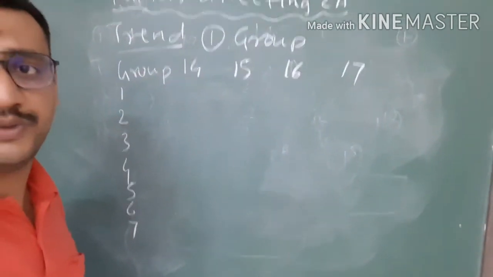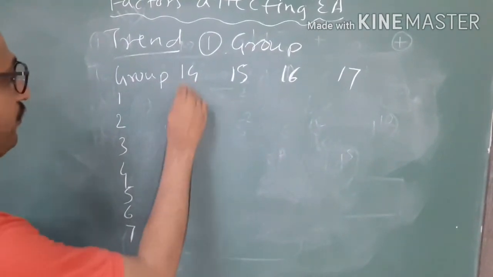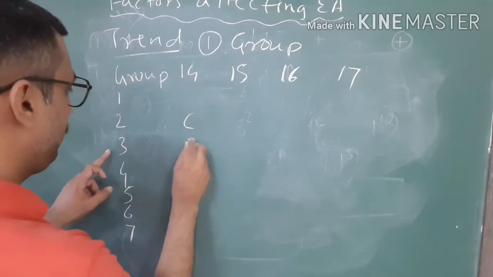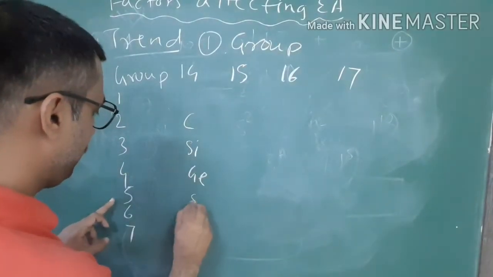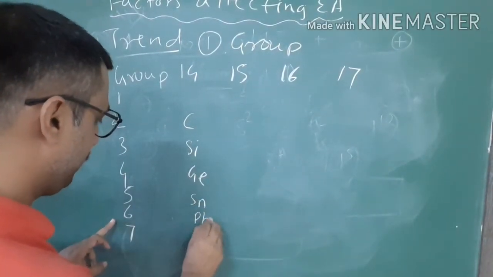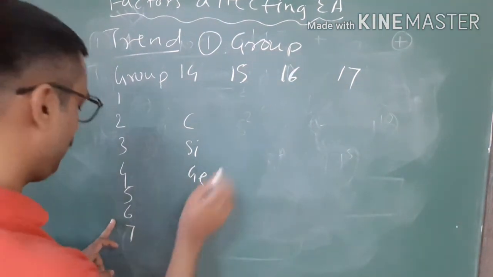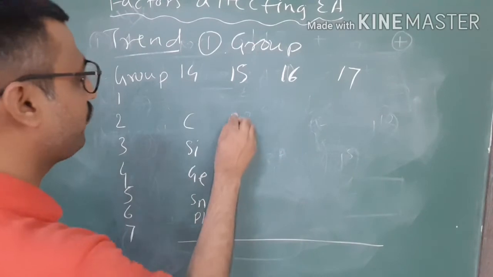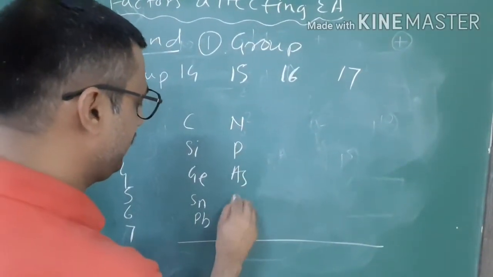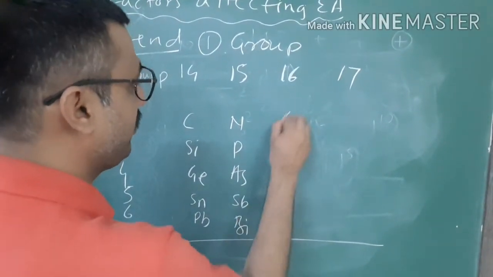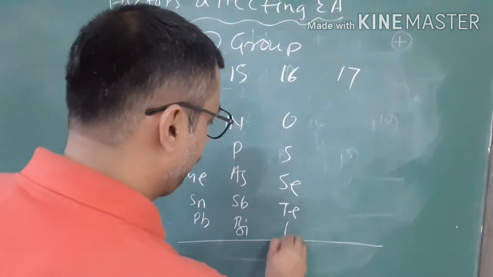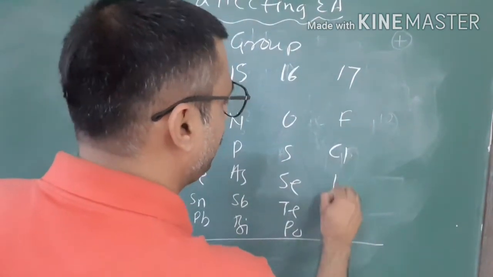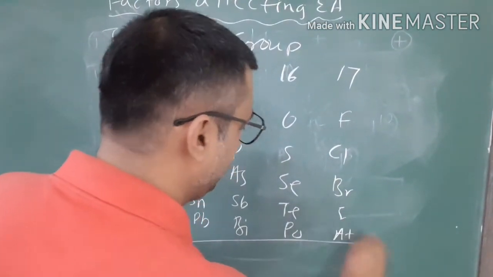Here in group 14, we have carbon, silicon, germanium, tin and lead. Okay, the remaining ones are radioactive, like neodymium, moscovium, like that. But here in group 15 we have nitrogen, phosphorus, arsenic, antimony, bismuth, oxygen, sulfur, selenium, tellurium, polonium, fluorine, chlorine, bromine, iodine and astatine. These elements we have.